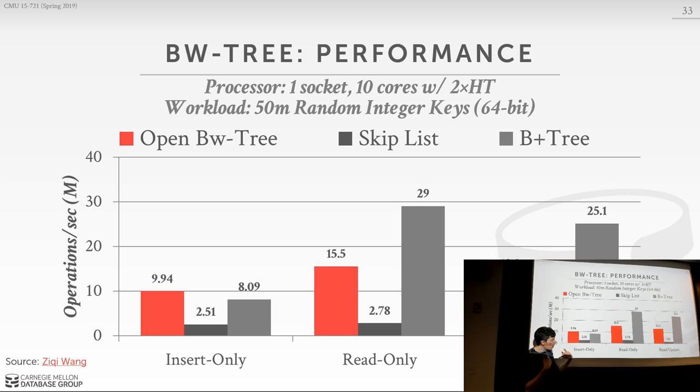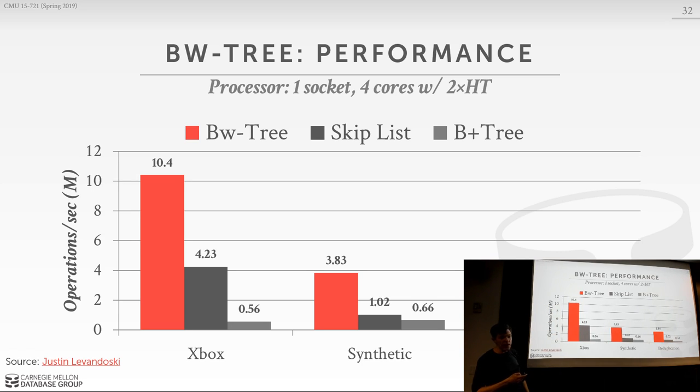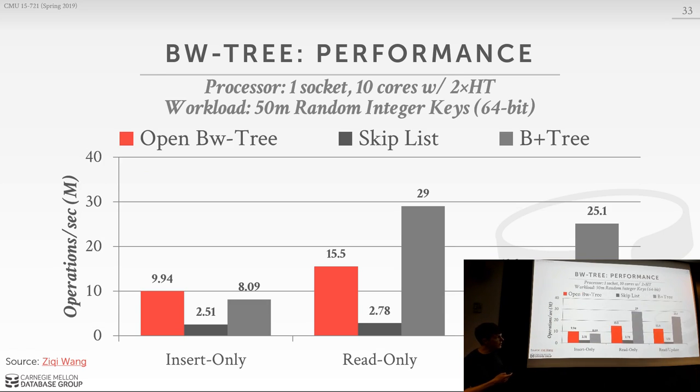So again, for a variety of workloads, with the exception of inserts, the B+ tree always wins. And this is running on a machine with one socket, 10 cores with hyper-threading, so a total of 20 cores. Whereas Microsoft were running on 8 cores, right? Because it's back in 2013.